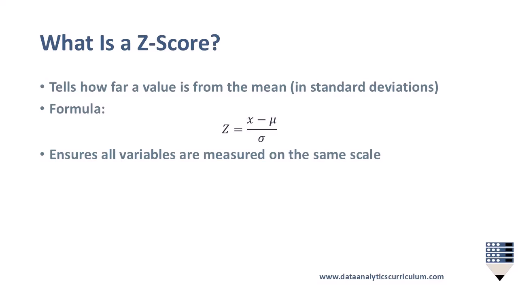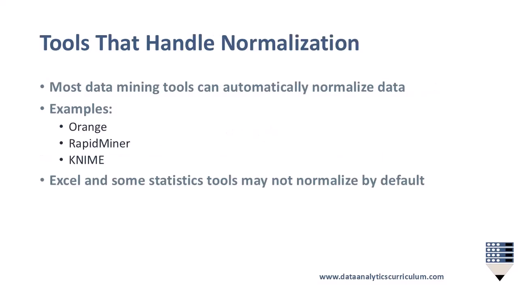What is a z-score? A z-score tells us how far a value is from the mean in terms of standard deviations. The formula is simple: z equals x minus the mean, divided by the standard deviation. By converting all variables to z-scores, we ensure they are all on the same scale. Tools that handle normalization. Most modern data mining tools handle normalization automatically. Examples include Orange, RapidMiner, and KNIME. But tools like Excel or some basic statistics programs may not normalize by default, so it's important to check.